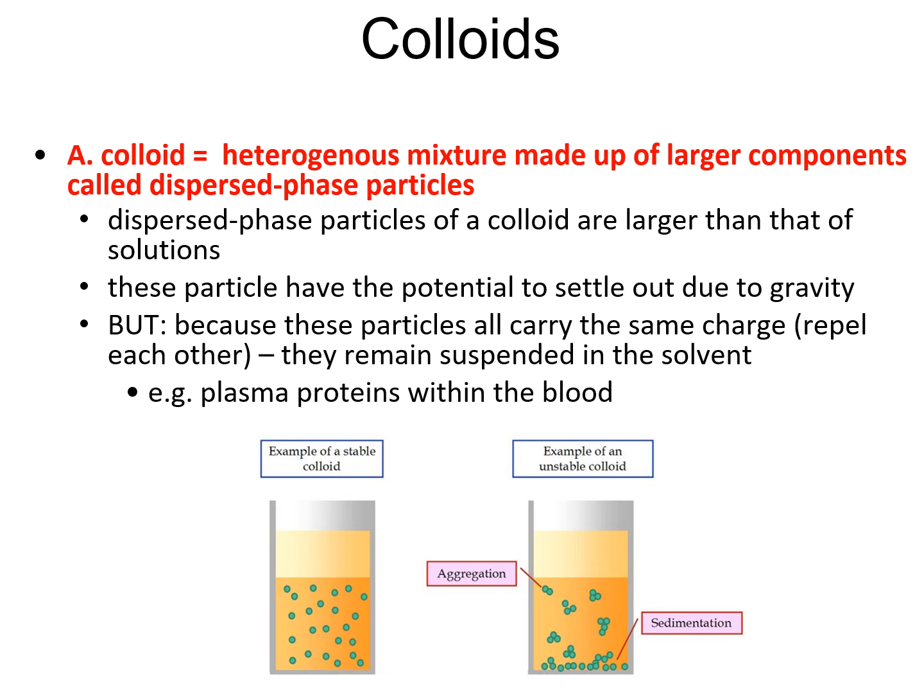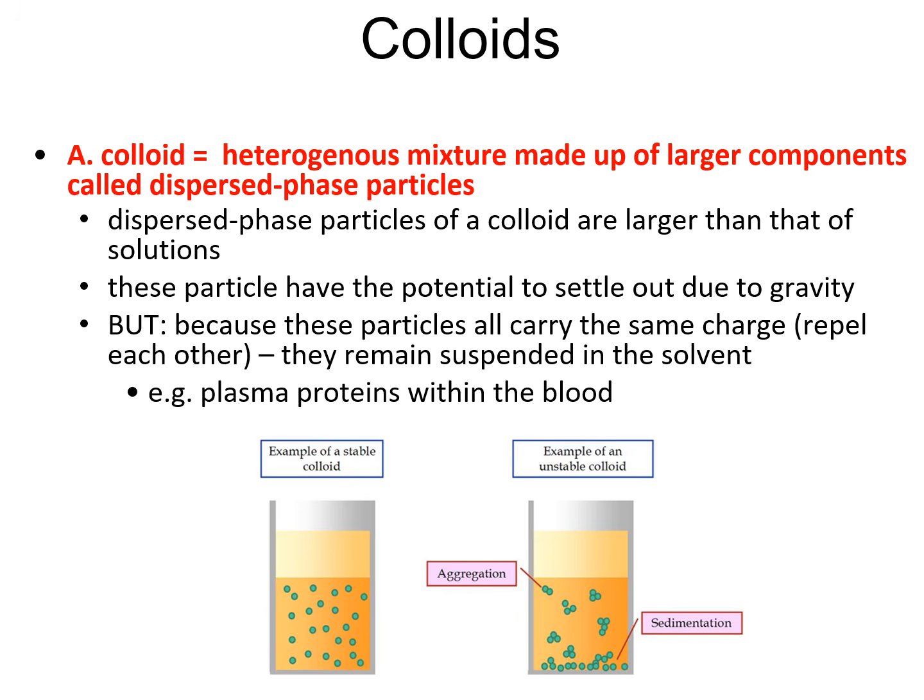A colloid is a type of heterogeneous mixture, and it's a mixture made up of larger particles called dispersed phase particles. Now, dispersed phase particles of a colloid mixture are large enough such that they can be acted upon by gravity. These particles actually have the potential to settle out because of gravity. But here's why they don't. Because they will carry the same charge, and when they get close to one another as they settle out, they will repel one another so that they remain physically suspended within the solvent.